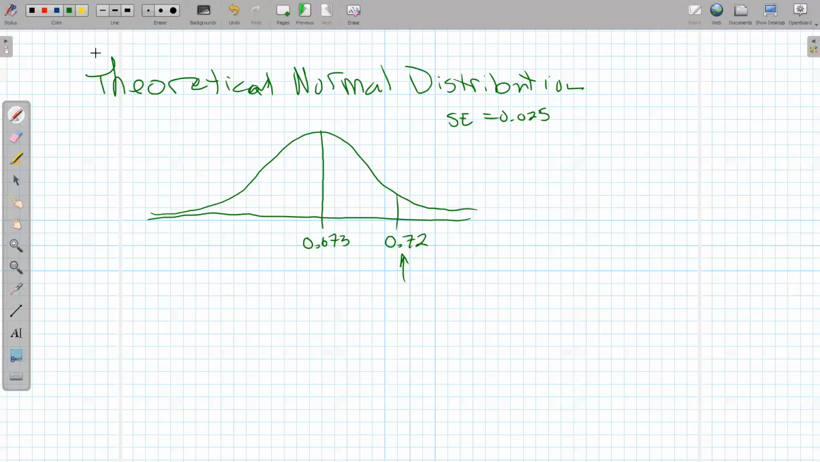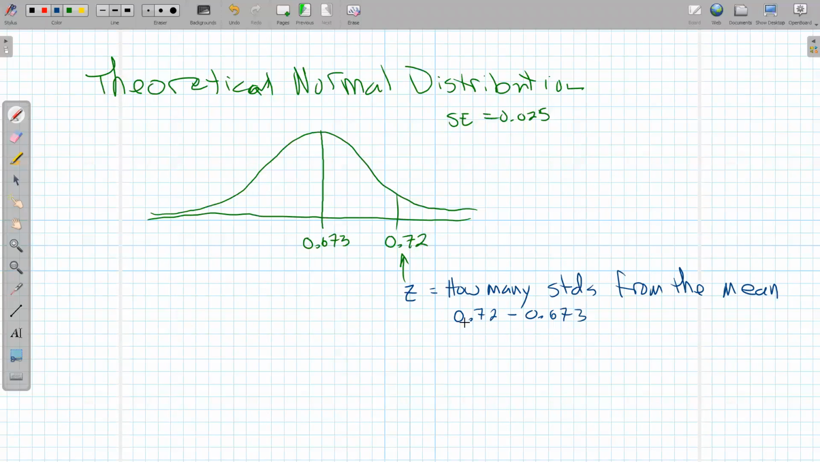So for this number right here, it's z-score. And remember, what does z mean? Z is how many standard deviations away from the mean is this? How many STDs from the mean? So we first find out how far it is from the mean. So that would be 0.72 minus 0.673. And then we figure out how many times that distance goes into the spread. So then we do division.